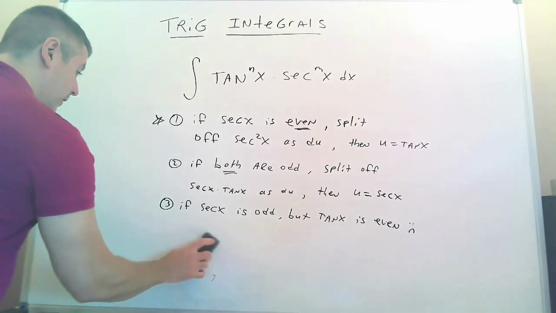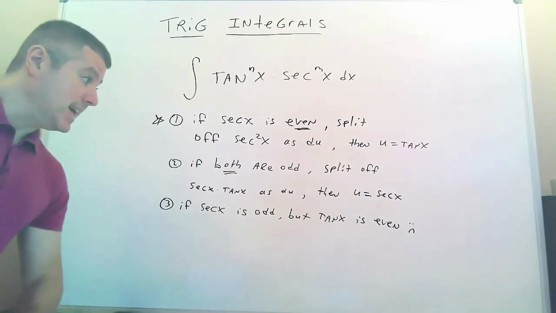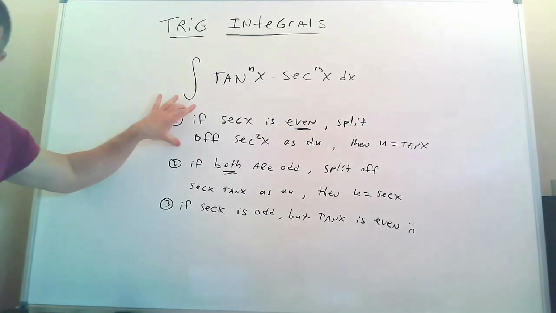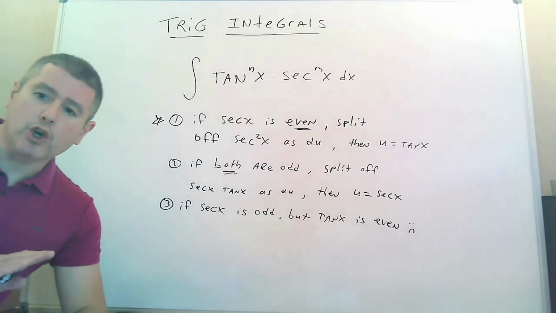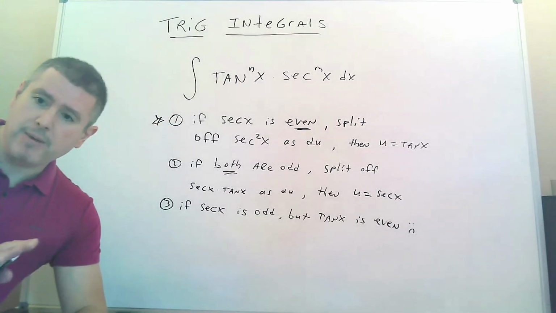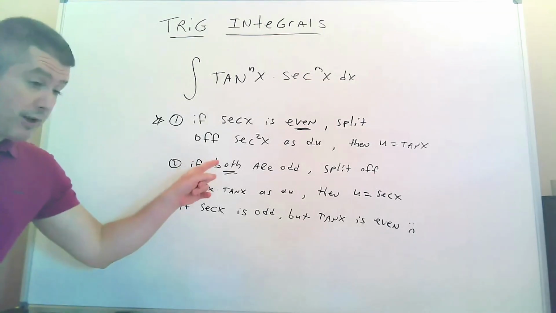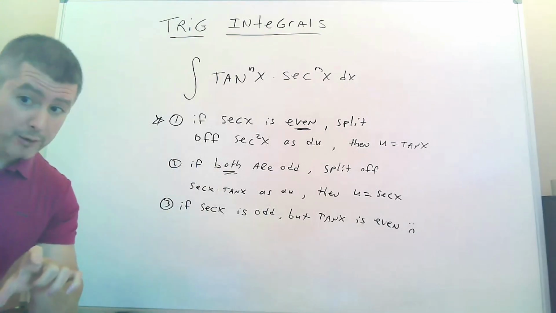Now, the last scenario. This one says both odd. Here, secant's even. If secant is even, you're golden. It doesn't make a bit of difference what tangent is. If secant is even, you're splitting them up. If they're both odd, then you have to split them both apart.